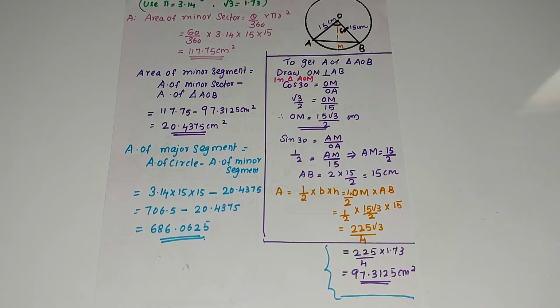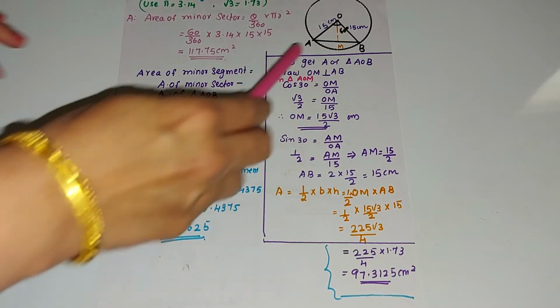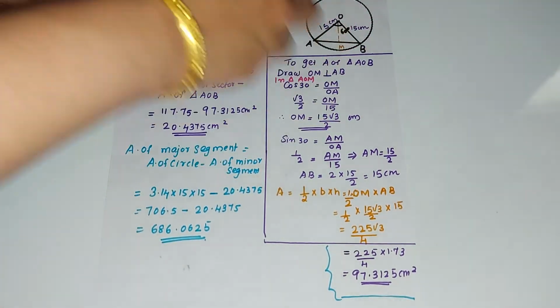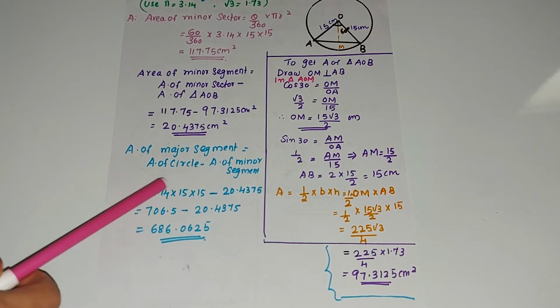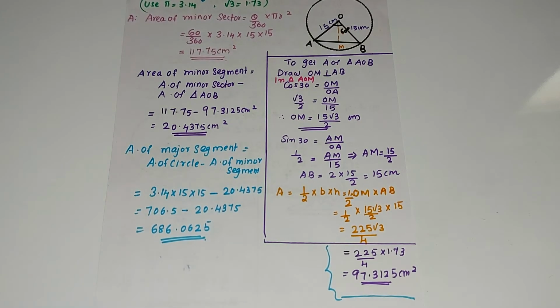Now to get the area of the major segment, what will we do? This is the minor segment, so the remaining part is the major segment. Find the area of the circle and subtract the area of the minor segment from it. You will get the area of the major segment. So area of the major segment equals area of circle minus area of minor segment.